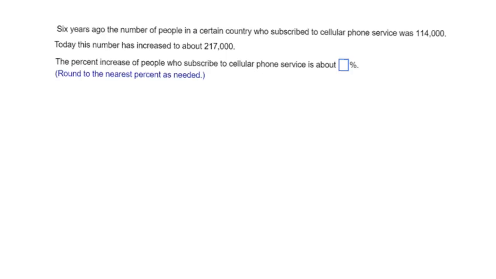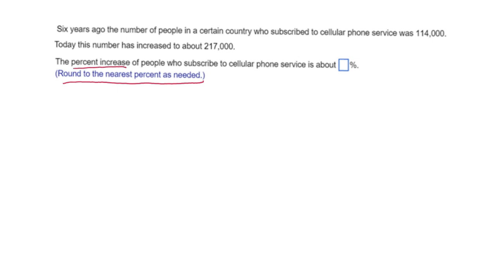6 years ago, the number of people in a certain country who subscribed to cellular phone service was 114,000. Today, this number has increased to about 217,000. The percent increase of the people who subscribe to the cellular phone service is about blank percent, and it says round to the nearest percent. We need to be careful about that instruction, round to the nearest percent. And we are also looking for the percent increase.